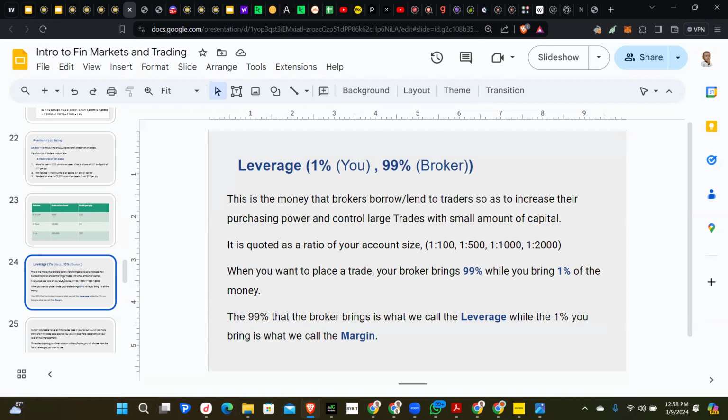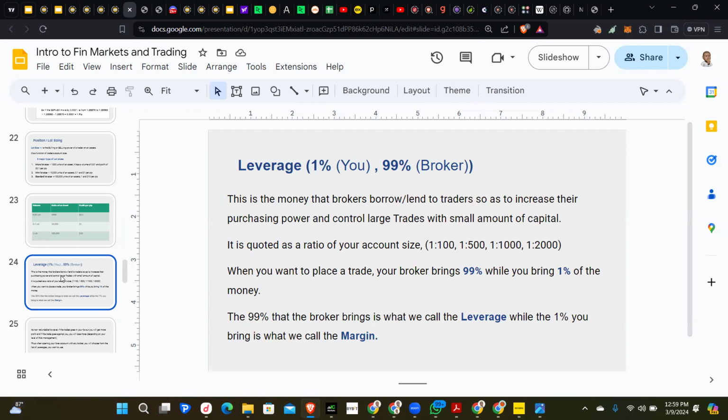So it's quoted as a ratio of your account size. When you want to place a trade, the broker brings 99% while you bring 1% of the money. So the broker indirectly, at the back end, is bringing 99% while you are bringing 1%. That is when you are using leverage. The 99% that the broker brings is what we call leverage.